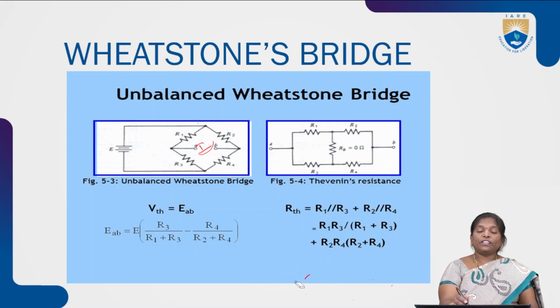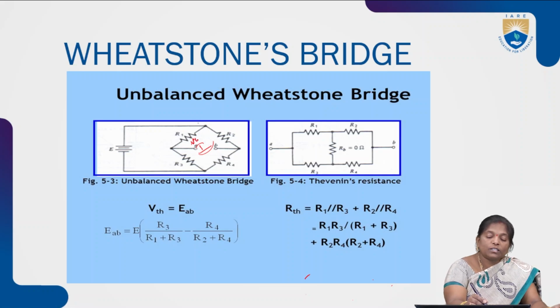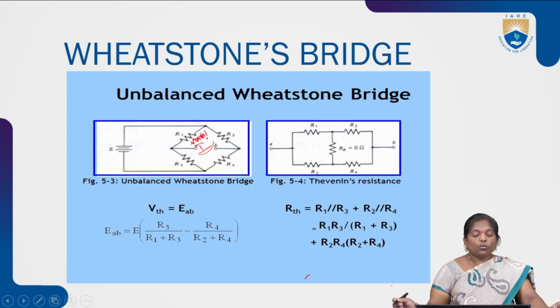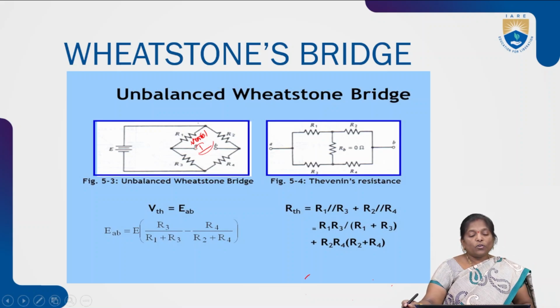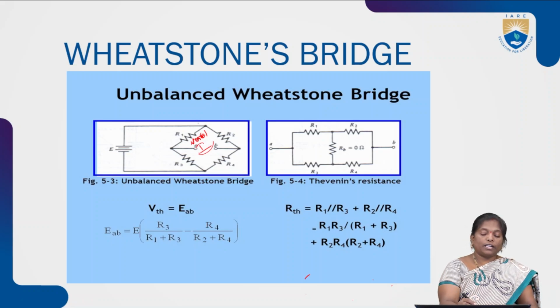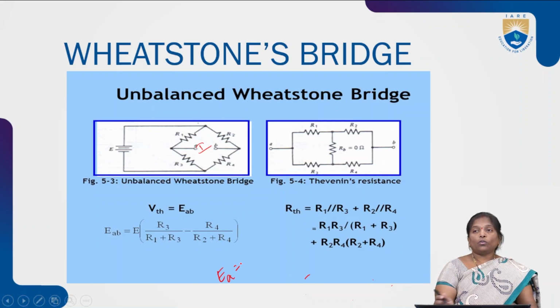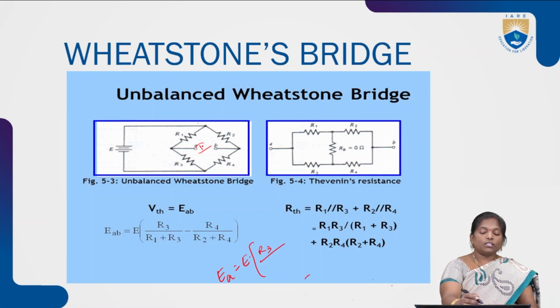To find out V Thevenin at A, V Thevenin at this point can be represented as the total voltage across this point A into the opposite resistance by the sum of the resistances across this point. The total voltage is E. So E Thevenin at A can be represented as the total supply voltage E into the opposite resistance, that is R3, by the sum of the resistances across this potential, that is R1 plus R3.